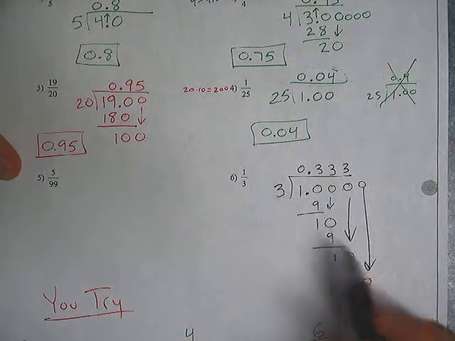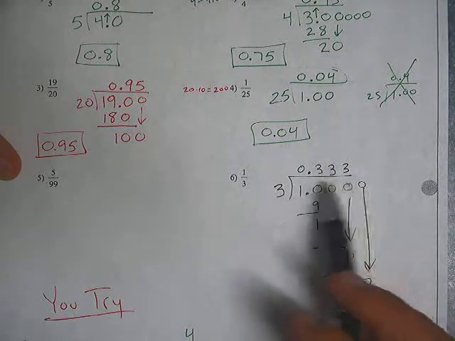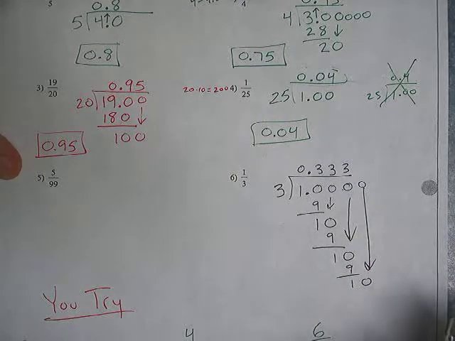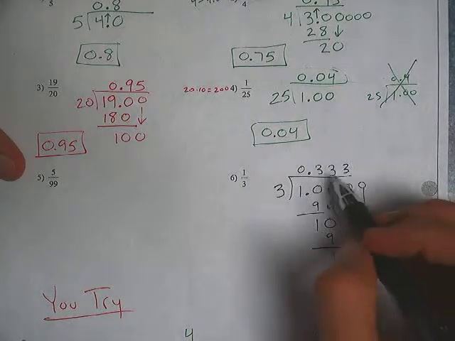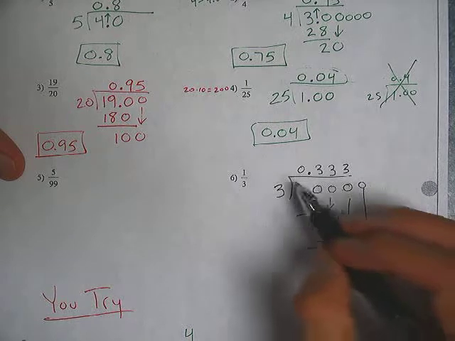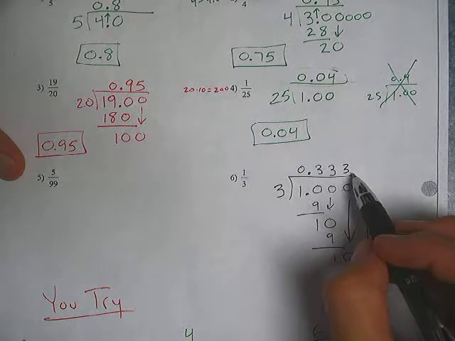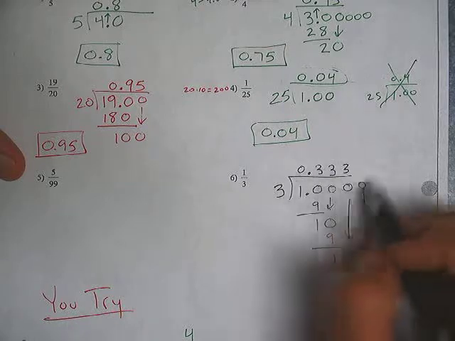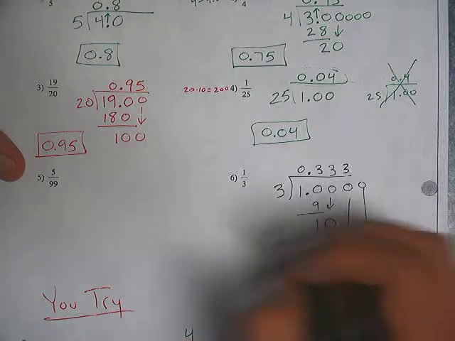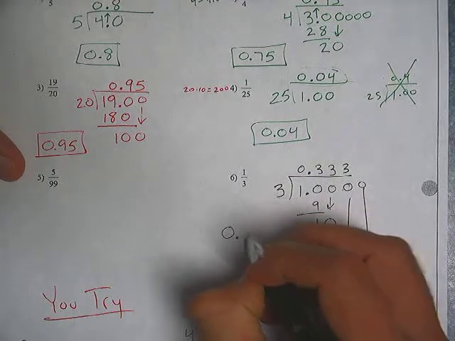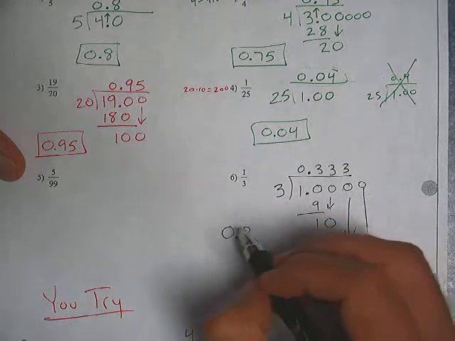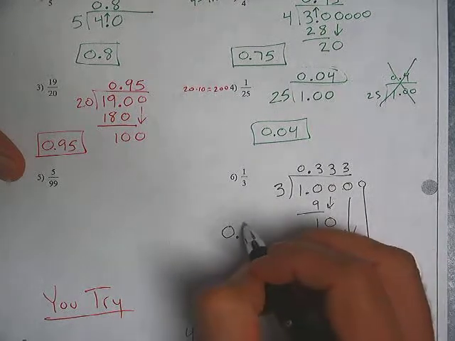And if I keep doing this, I'm going to keep getting a 3 up here. I'm going to keep getting a 9. And I'm going to keep bringing down a 0. And I'm going to keep getting a 10. And I'm going to keep asking myself, how many times does 3 go into 10? I can literally do this all day, and it's not going to change. So I need to recognize that I'm asking myself the same question. Notice the pattern. All right, and recognize the answer is a repeated decimal.